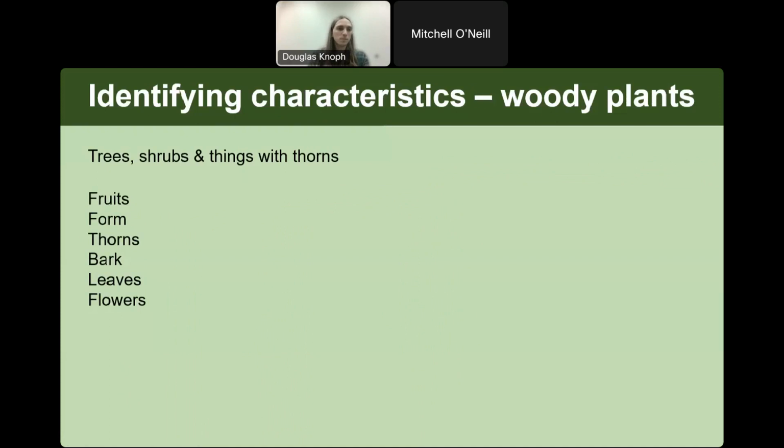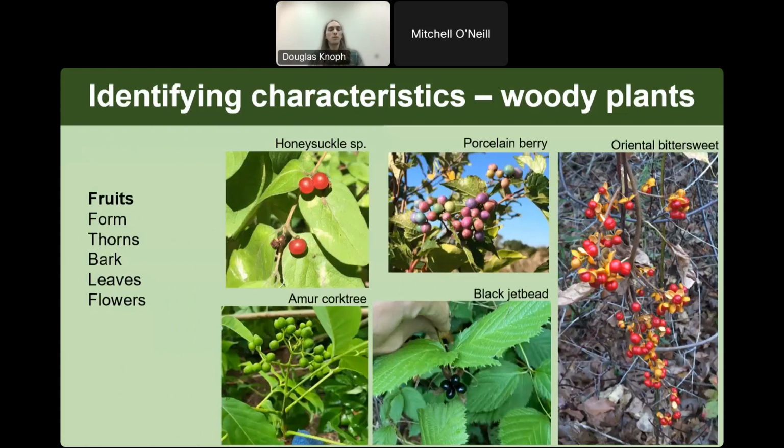the flowers. So starting off with fruit, obviously there's a very wide array of colors and structures for fruit for these kinds of species, and a lot of times they can be very distinct and identifying. A lot of these here are probably things that people recognize. The way that the fruits are growing can be a good indicator: if they're in pairs like this on honeysuckle, if they're in clusters like they are in a more cork tree, distinct groupings of four like black jet bead.